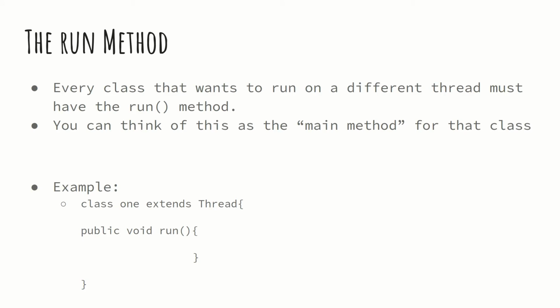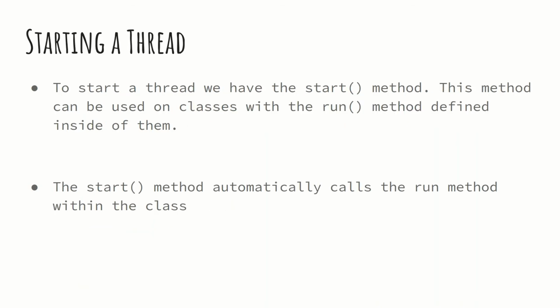And then we also have to have the run method, and the run method can be thought of as the main method for that class. So here we have class 1 extends Thread, and in public void run, that can be thought of as our main method, and that's the method that's actually run when we execute that certain thread. So in order to start a thread, we have something known as the start method, and this method can be used on classes that have the run method defined within them. So the start method automatically calls the run method within the class.